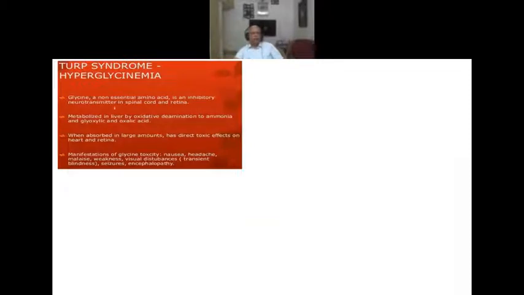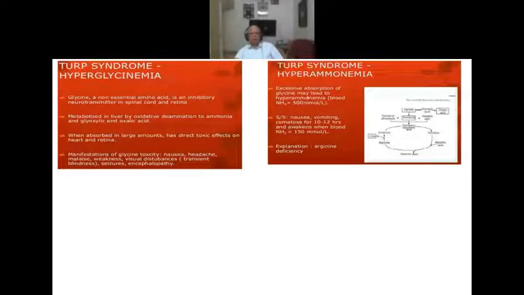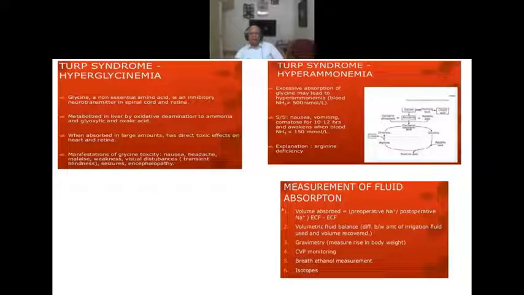In hyperammonemia, if the blood level goes more than 500 micromoles, then you will have all the problems. And the main reason, as already said, if there is arginine deficiency, this will be the major factor. You can measure the absorbed fluid by preoperative sodium divided by postoperative sodium, multiplied by ECF, minus ECF. This is the formula that we can use.